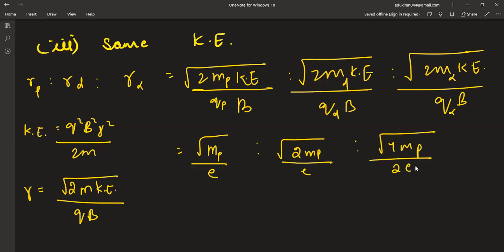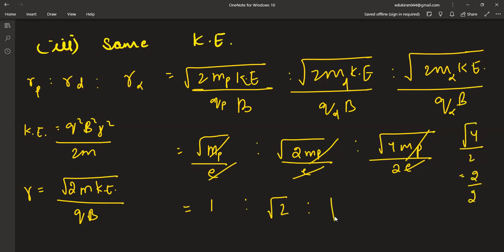So again, root MP will be cancelled. EE will be cancelled. And root MP is cancelled. From here 1, from here root 2, from here, see, root 4 by 2. Root 4 by 2 means 2 by 2, which is equal to 1. So the ratio is 1 : root 2 : 1. This is how you have to modify the answer to get the same kinetic energy, because that is the question.